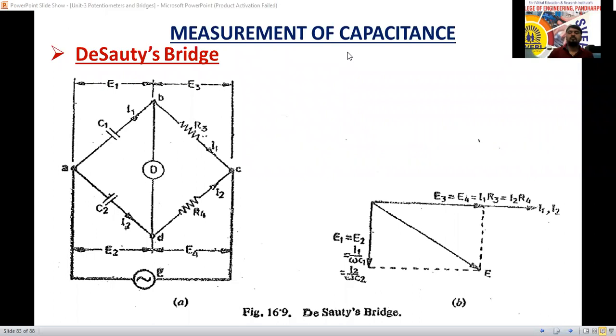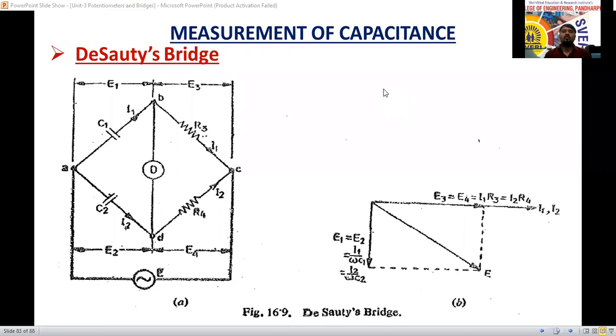So in the previous class, we have discussed the Hayes bridge and one more, which one is it? Hayes bridge and Anderson's bridge we have discussed for the measurement of self-inductance. For the measurement of resistance, we use the Kelvin-Wheatstone bridge and Kelvin double bridge. For the measurement of inductance, we use the Maxwell inductance bridge, Maxwell inductance-capacitance bridge, Hay's bridge and Anderson's bridge.